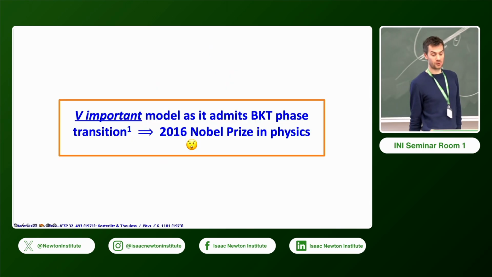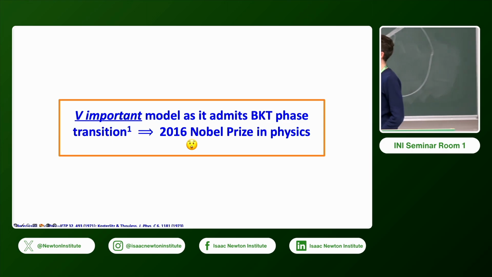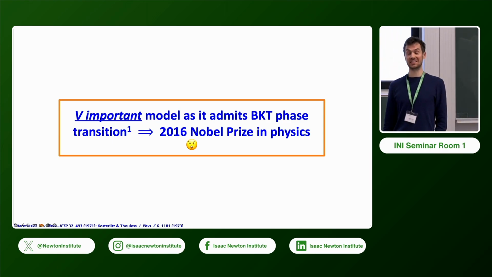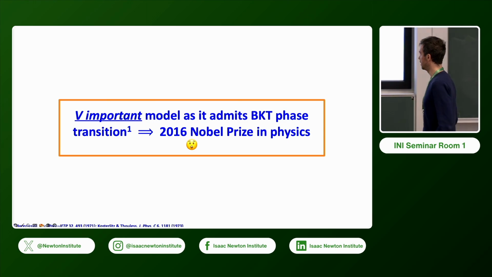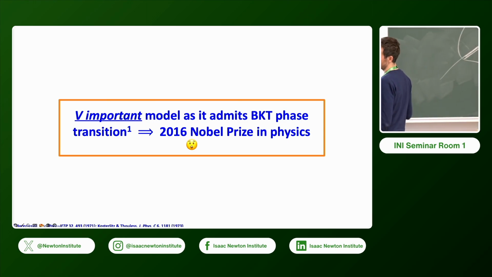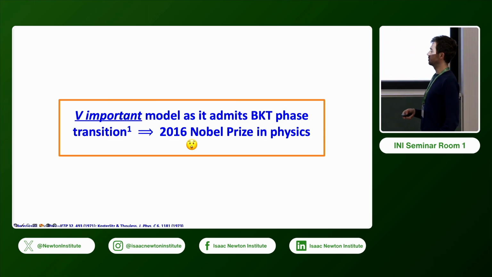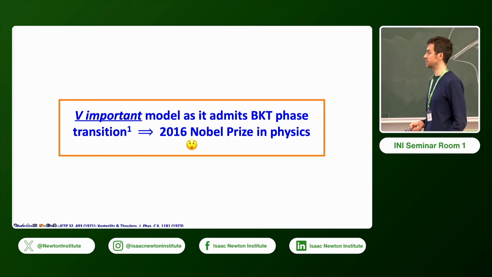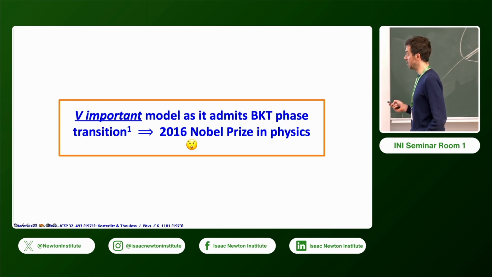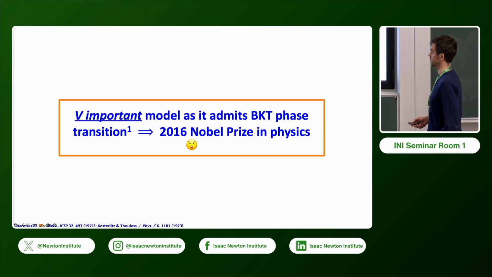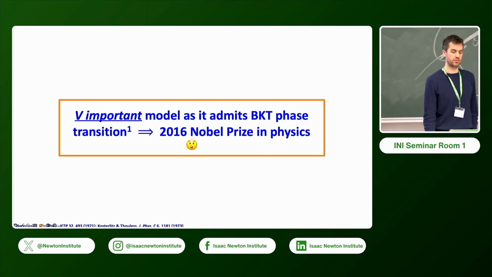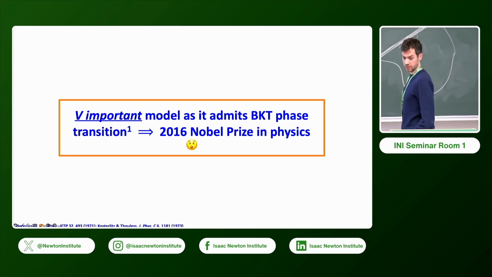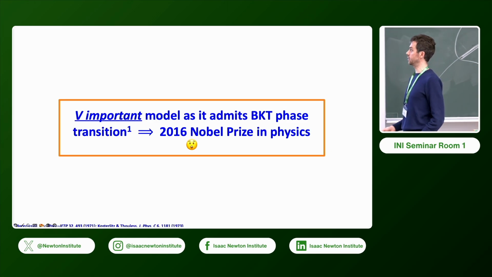This is a very important model in statistical physics because it admits what's called the Berezinskii-Kosterlitz-Thouless phase transition. This was the first topological phase transition. It led to lots of activity in the 60s, 70s, 80s, and even to today. And it led to the 2016 Nobel Prize in Physics. So it's the start of topological phases and phase transitions in statistical physics. It's a really important and interesting model, with lots of structure to it that you don't get in other models.